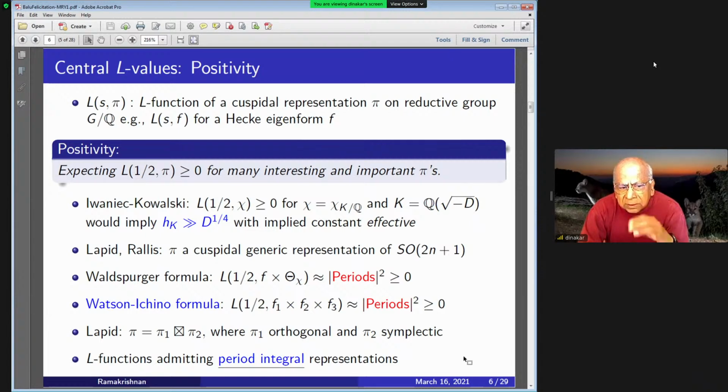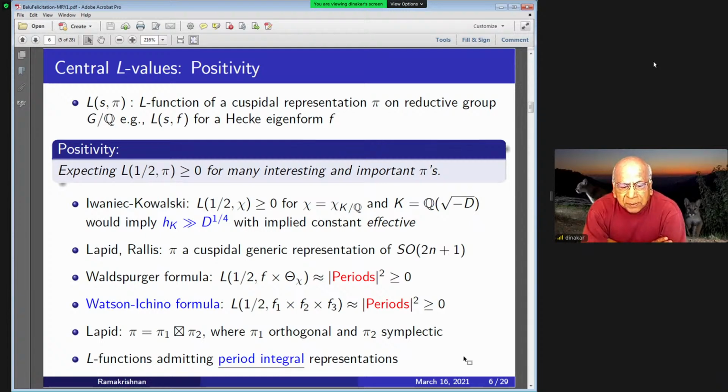Like there is an old result of Landau, which was generalized by Iwaniec and Kowalski, which says that if the L(1/2, chi) for a quadratic character attached to an imaginary quadratic field is non-negative, then you get a lower bound for h(K), d^(1/4), which is great because we don't know any power of d. So therefore, it's not a trivial thing to prove this.